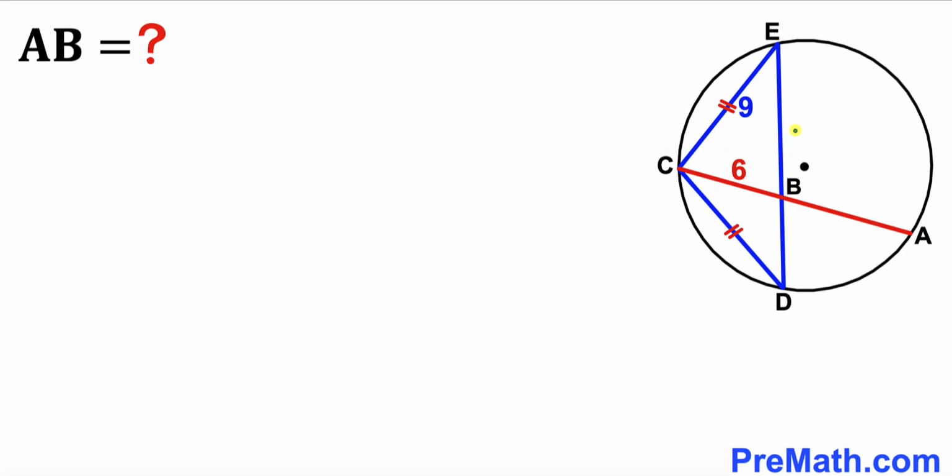Welcome to PreMath. In this video, we have this triangle CDE along with this chord AC fully confined in a circle, as you can see in this diagram, such that this side length CE is equal to this side length CD, and moreover this side length CE is 9 units. And this segment BC is 6 units. And now our task is to calculate this length AB.